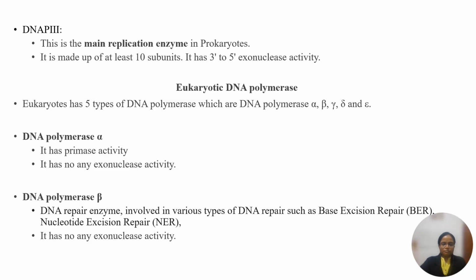Another DNA polymerase type is the beta type. As such, beta type is mainly involved, and we'll not discuss it much in detail. It is involved in the DNA repair synthesis, like in the base excision repair and nucleotide excision repair, and so it's mainly involved in the repair of the DNA mutation.